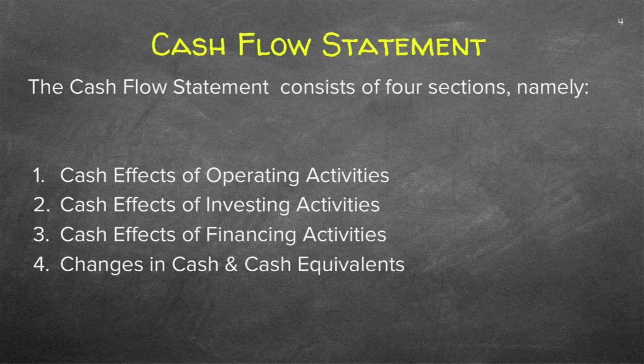So let's have a look at the cash flow statement. Up until now, we've only looked at the notes, and now we need to look at the format and what goes into a cash flow statement. There are 4 sections in the cash flow statement. We have the cash effects of operating activities, which is the first section that we're going to have a look at. Then we're going to have the cash effects of investing activities, of financing activities, and then the changes in cash and cash equivalents from the beginning of the year to the end of the year.